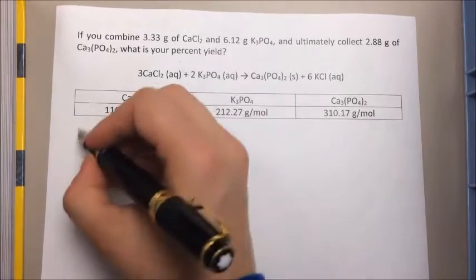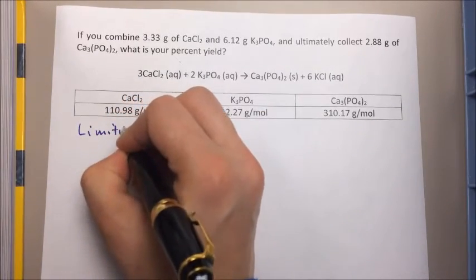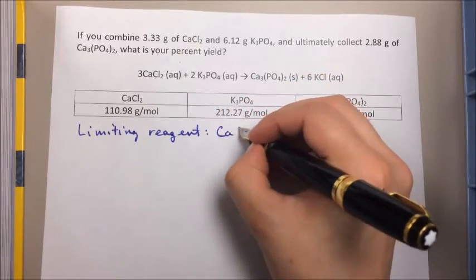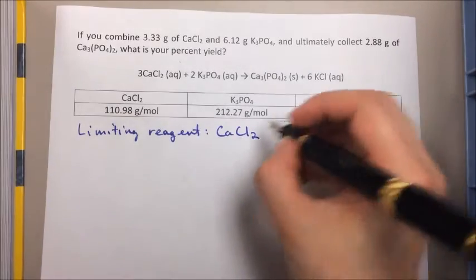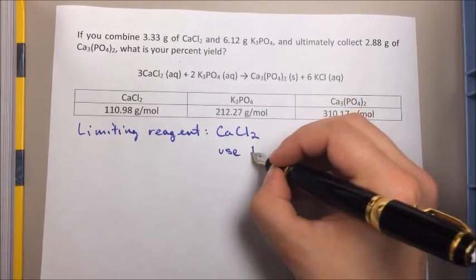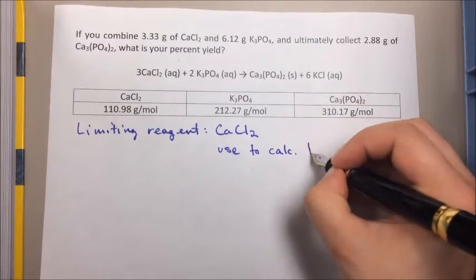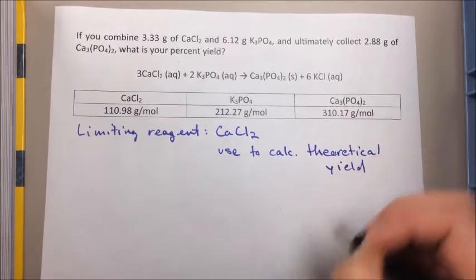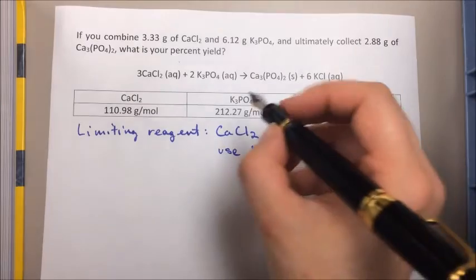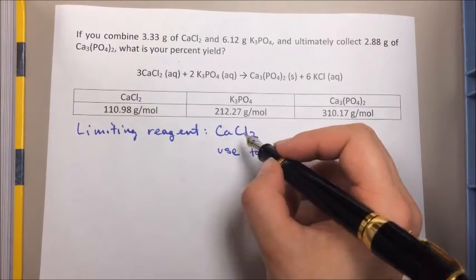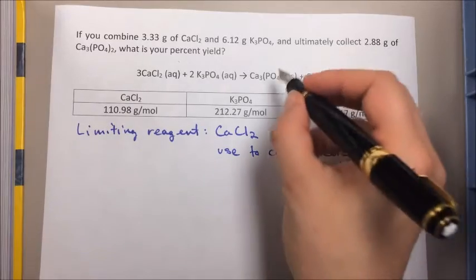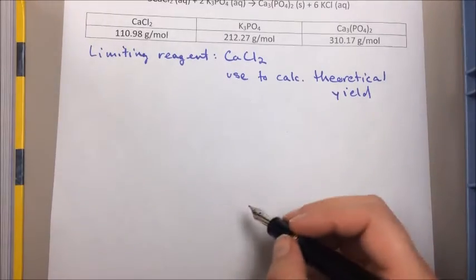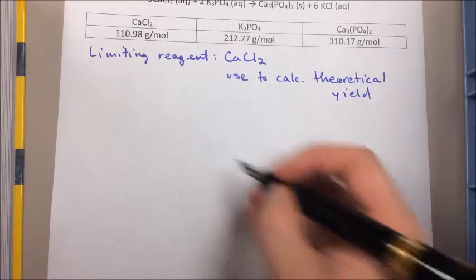In those videos, we determined that the limiting reagent is calcium chloride. Therefore, this is the one we will use to calculate our theoretical yield, because we need to know our theoretical yield to get to our percent yield. So to calculate the theoretical yield, we're going to go from grams of calcium chloride to moles of calcium chloride to moles of calcium phosphate to grams of calcium phosphate. And this is in general how you're going to calculate grams of something to grams of something else.